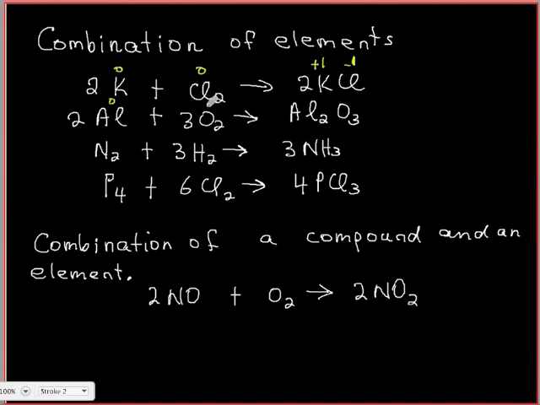Similarly with aluminum and oxygen combining together to get aluminum oxide, you know oxygen is -2, so this becomes -6, +6, aluminum's +3. You can see that the aluminum oxidation number increased, so it's oxidized, while oxygen decreased and it's reduced. You can pause the video and prove to yourself that combination of nitrogen and hydrogen is also redox.